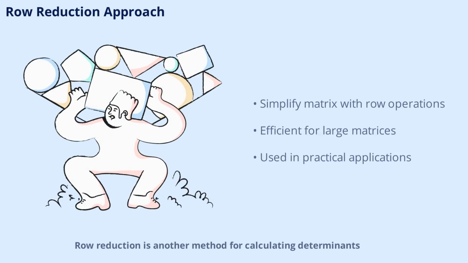Row reduction is another method for calculating determinants, especially for larger matrices. By simplifying the matrix using row operations, you can make the calculation easier. This approach is efficient and often used in practical applications, such as solving systems of equations or finding matrix inverses.